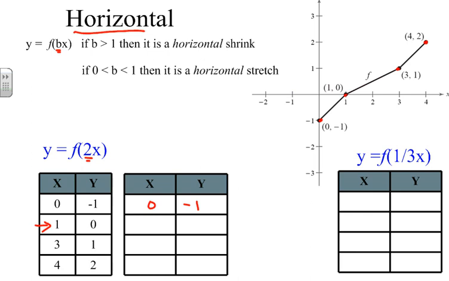So we have to think to ourselves, what do I have to plug into here to get 1? Well, you notice that if I plugged in 1/2 for x, what I would have is 1/2 times 2. And right here, then I would have f of 2 times 1/2, which gives me f of 1, which we know, from our original function, equals 0.